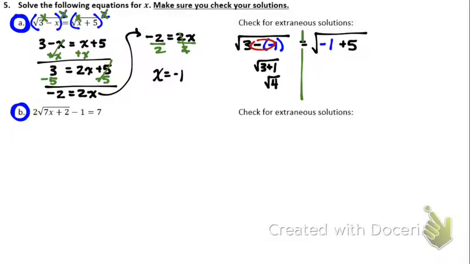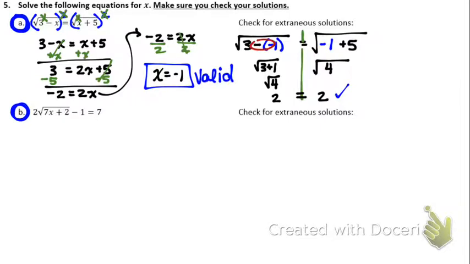Yep, square root of 4. Do you guys know the square root of 4? 2. What about the other side? Negative 1 plus 5 is 4. Square root of 4? 2. What does that mean? It means that it's valid. Oh, so we have to get the same answer both sides. Yes. Perfect. Next one.